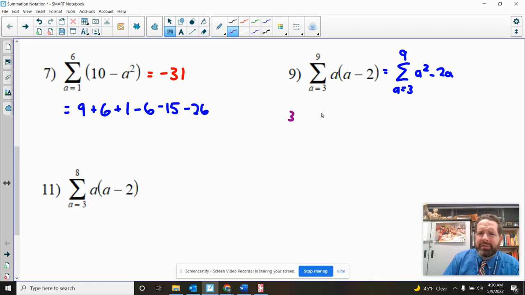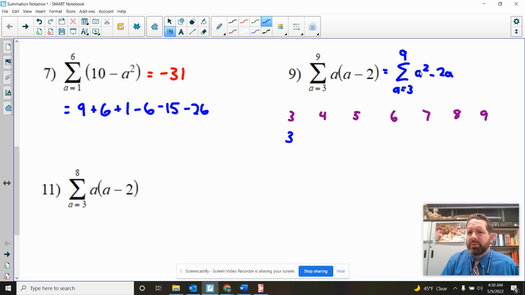So 3, 4, 5, just doing my index values, 6, 7, 8, and 9, just to help keep track because there's kind of a lot going on. So let's start with 3. So 3 squared is 9, minus 2 times 3 is 6, 9 minus 6 is 3.